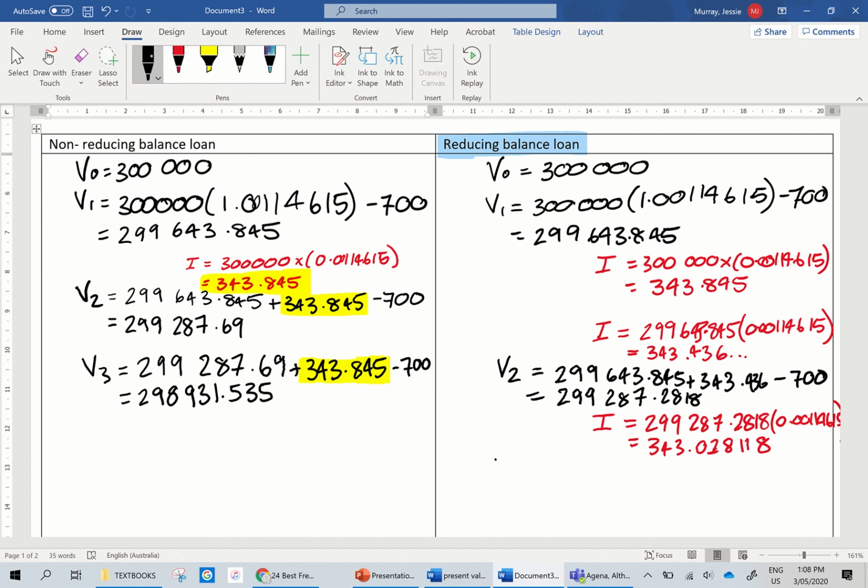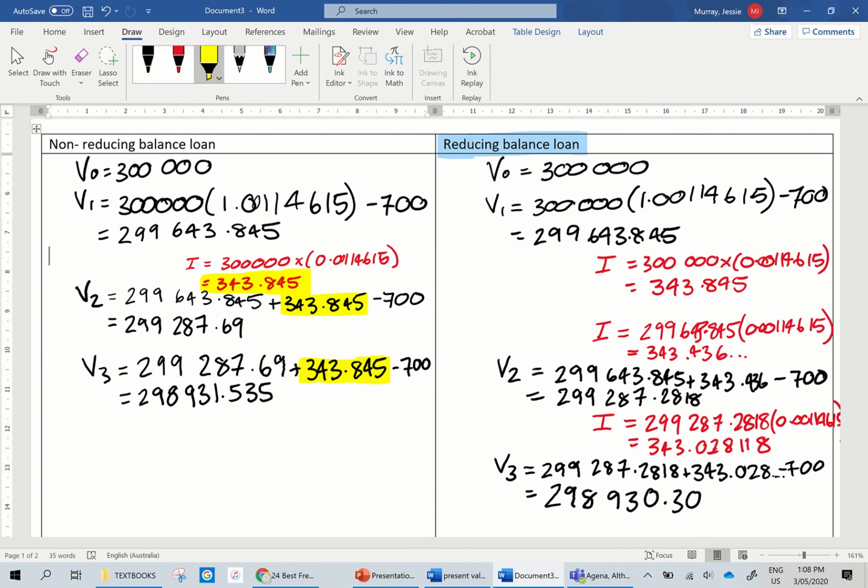So then again, I would come back and I go, okay, so after my third fortnight, I owe my $299,287 plus the interest they're charging me that's slightly less this time, and then minus my $700 repayment. So my answer is $298,930.30 approximately.